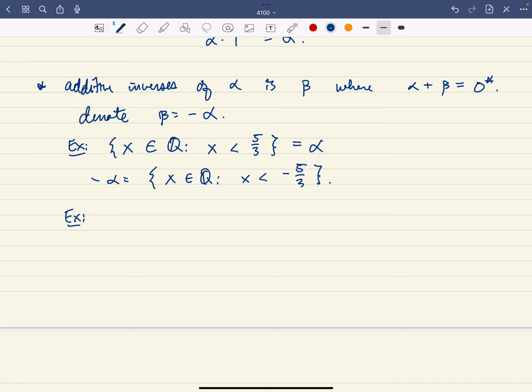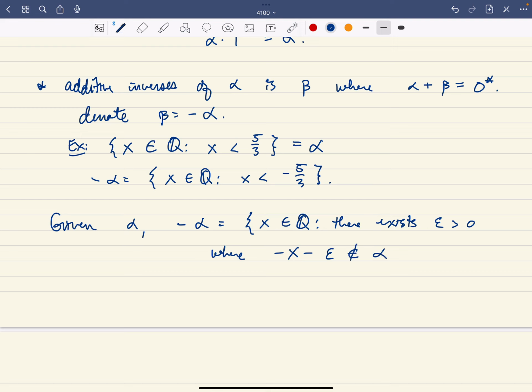And so in general, this is pretty technical stuff, but the way that you can define an additive inverse, let's just talk about the general definition here, and then we can think about it in terms of stuff that we know. Given a value alpha, minus alpha is going to be the set of all of the rational numbers x such that there exists a value epsilon greater than 0, where negative x minus epsilon is no longer in alpha.